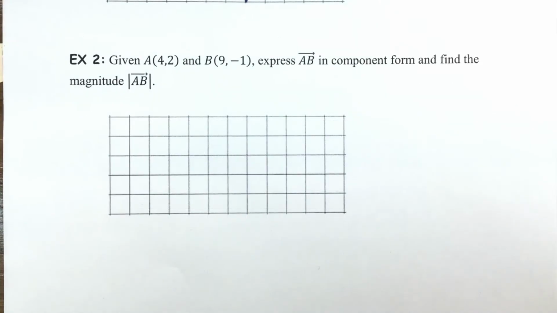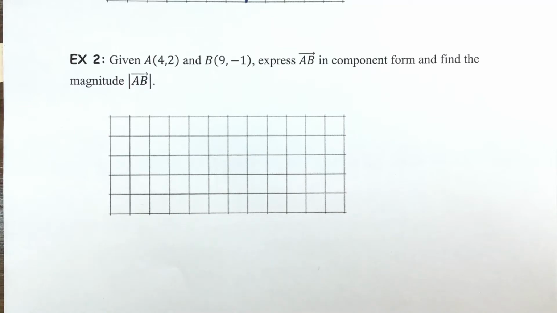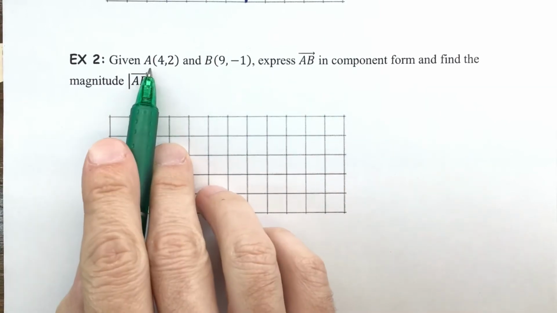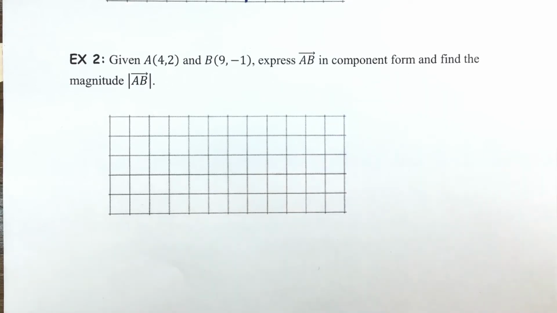In example 2, you're going to notice that both A and B have parentheses. That indicates that these are actually coordinates. We're going to plot these coordinates and then create a vector, which would be vector AB. It's going to start at A and then go to B. We're going to figure out the component form for that, and we're also going to calculate the magnitude of that vector.